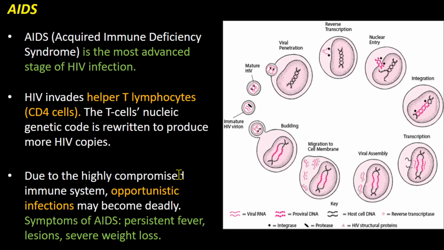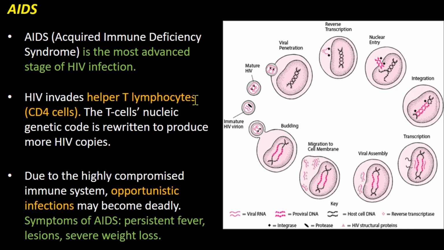Due to the highly compromised immune system, because a lot of the cells being affected are the lymphocytes, the T lymphocytes, opportunistic infections may become deadly. Remember, these helper T lymphocytes help with both types of immune responses. They can signal to T killer cells and B lymphocytes to either produce antibodies or destroy any infected cells.